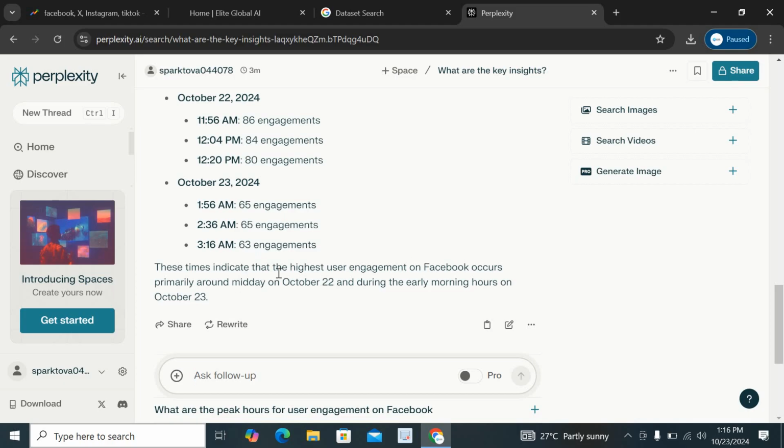So these times indicate that the highest user engagement on Facebook occurs primarily around midday and during the early morning hours, right? And these are just for 2 days, though you can get a larger sample from your research and get it here as well. Okay. So knowing this information now, first of all, we know that we want to start a food brand and we want to post on Facebook because Facebook has the highest engagement, right? So now we know that Facebook for October 22nd, which I think was a Tuesday, thereabout, and October 23rd was a Wednesday. On Tuesdays we post around midday. On Wednesdays we post early in the morning, right?